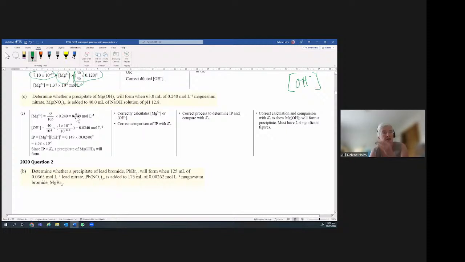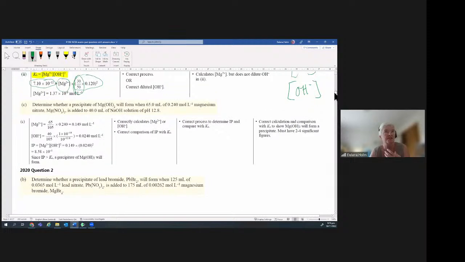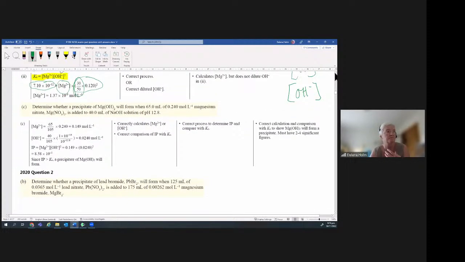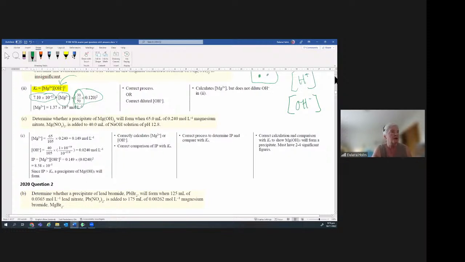And so the next type of question is, will a precipitate form? So when you do this type of question, and I'll just link it to that first one so you can see the difference. The first one, if I just tidy it up, we are using the Ks expression because it is at equilibrium. So Ks is the constant when the system is in equilibrium.